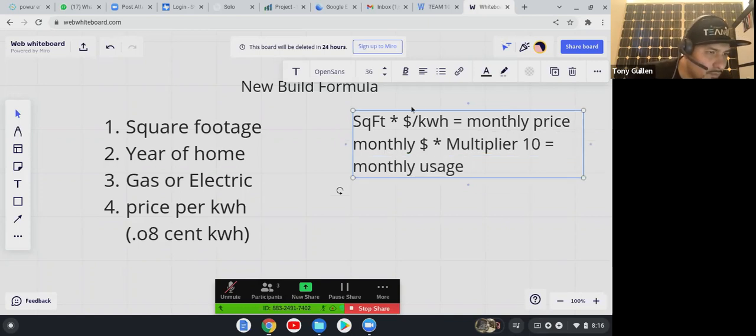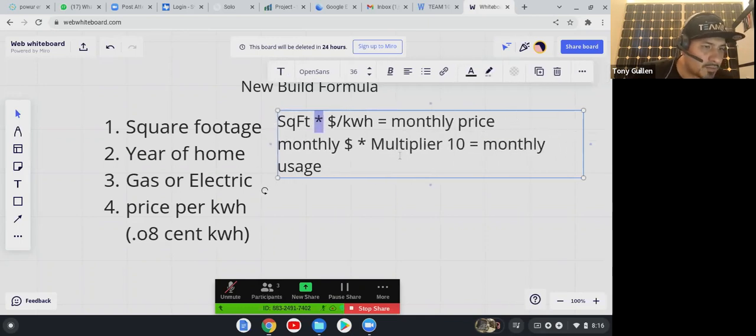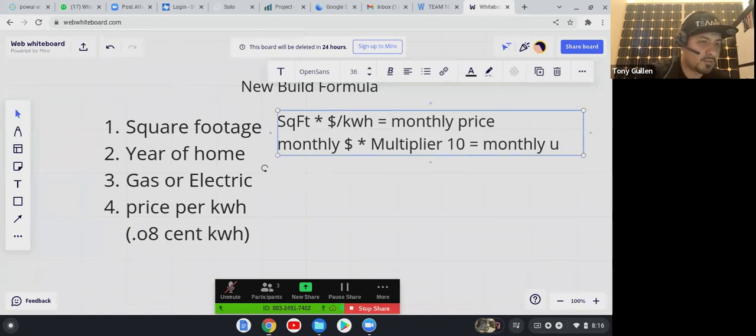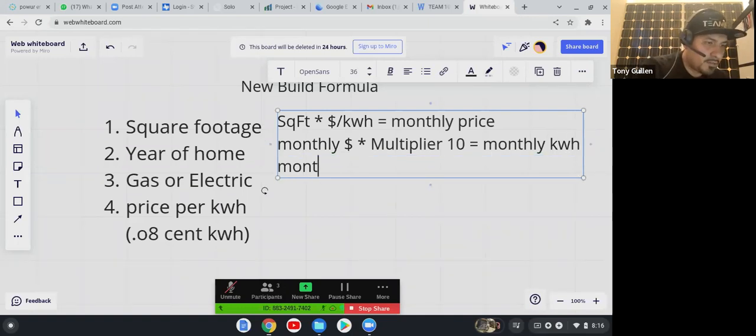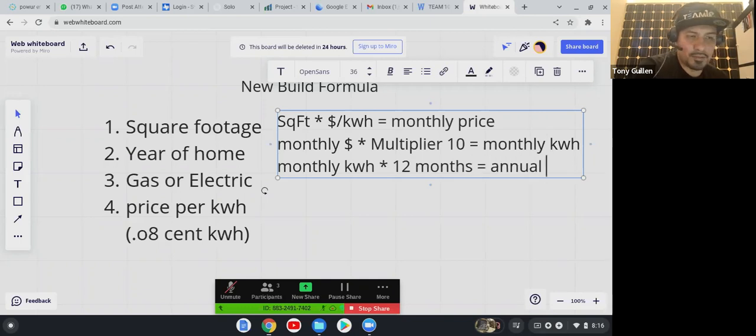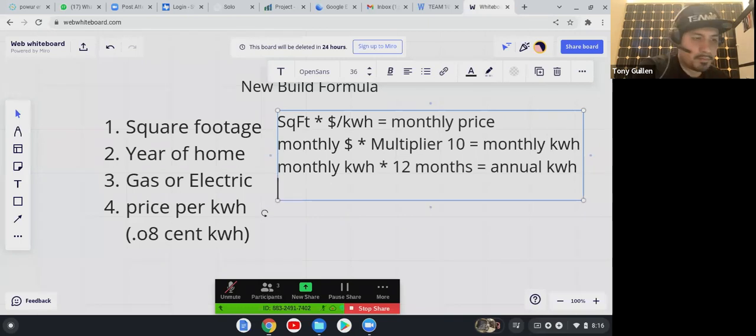Let me see if I can move this over here. So it's going to be our monthly usage, monthly kWh. Now we're going to multiply it times 12 because it's 12 months. Now we're going to get annual usage. Once we get annual usage, annual kWh, right?